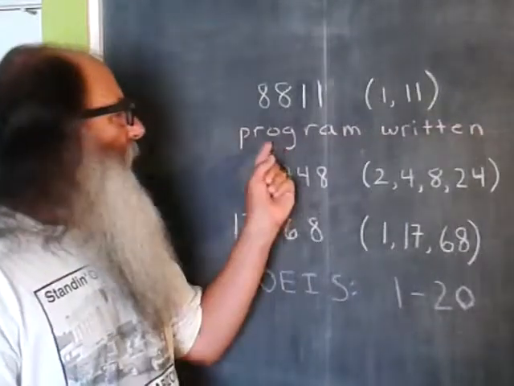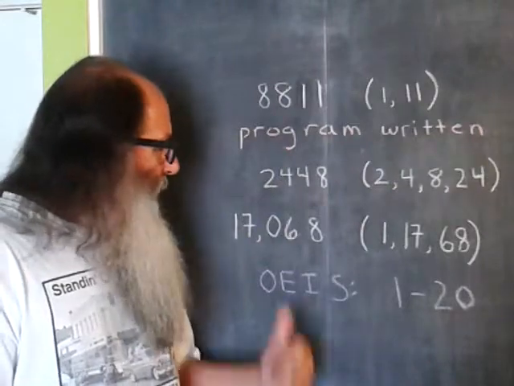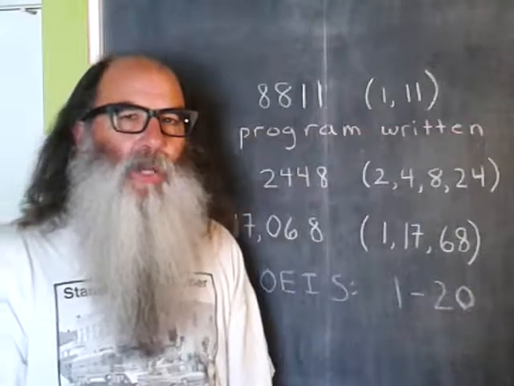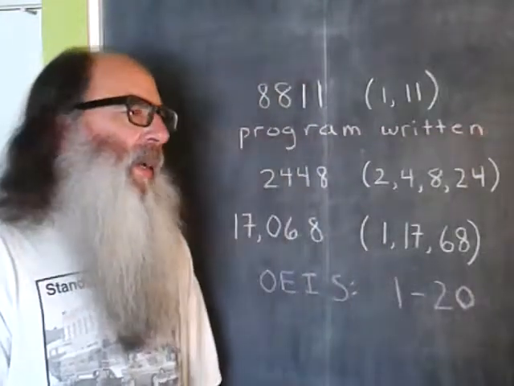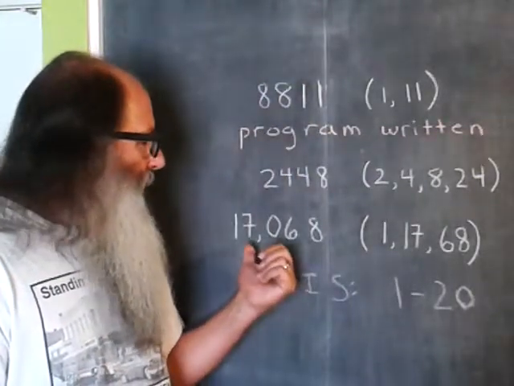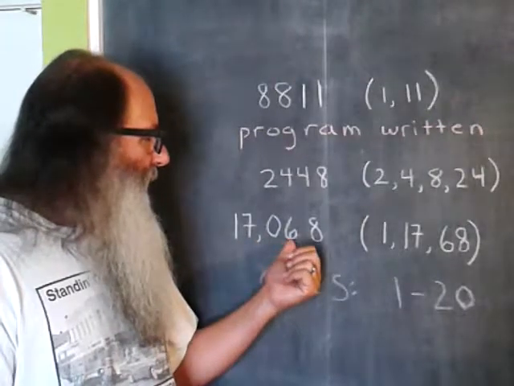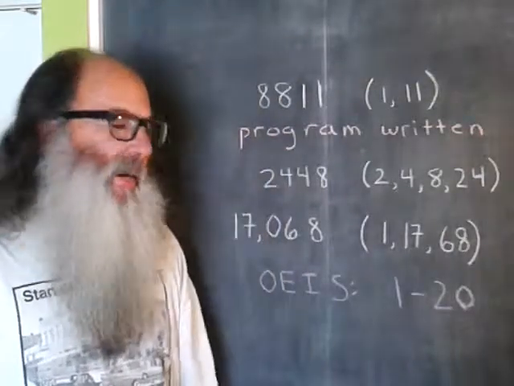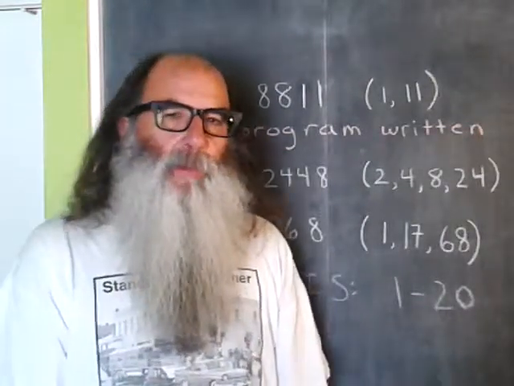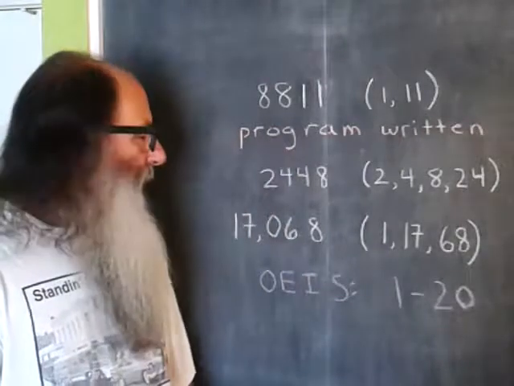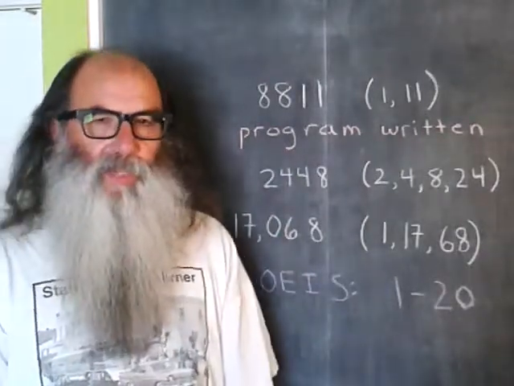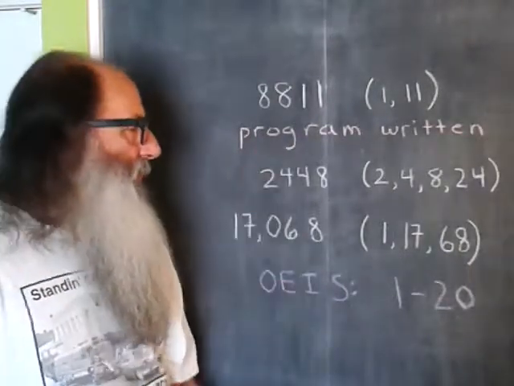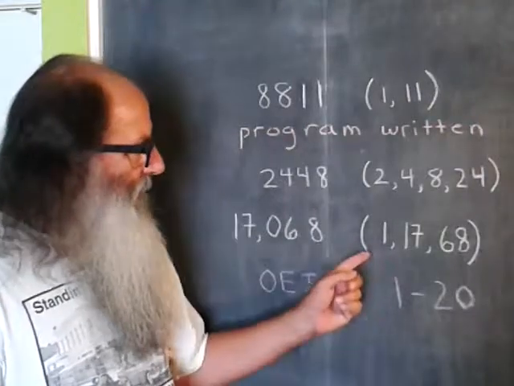The second time we ran this program was for the number 17,068, and I think that was done after the stock market closed on July 3rd. On July 3rd of this year, 17,068 was the close of the Dow Jones Industrial Average, and it was the first time in the history of the Dow that it closed above 17,000. So I typed 17,068 into this program, and it printed three outputs.